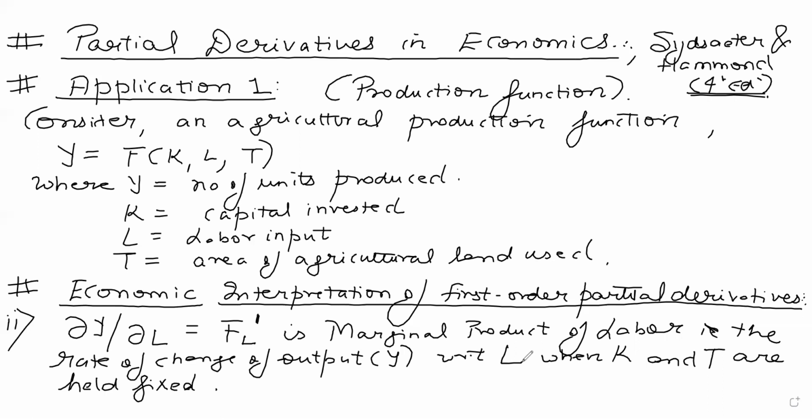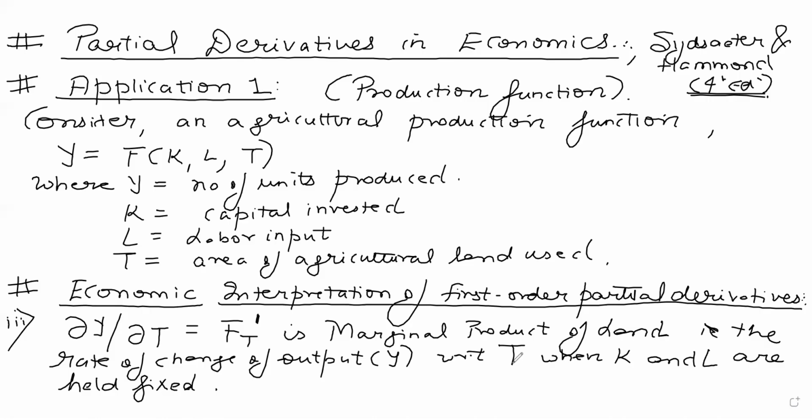And similarly, I can do the third interpretation. What will del y by del t be? I can write it as ft dash. This is going to be the marginal product of land, agricultural land. That is the rate of change of output with respect to the area of the agricultural land T when capital and labor are held fixed. So these are the interpretations of the first order partial derivatives.